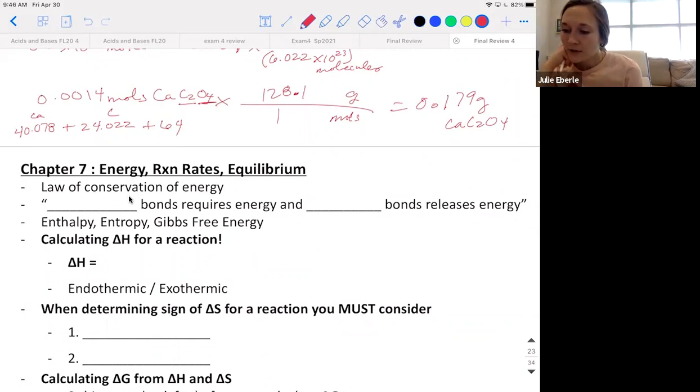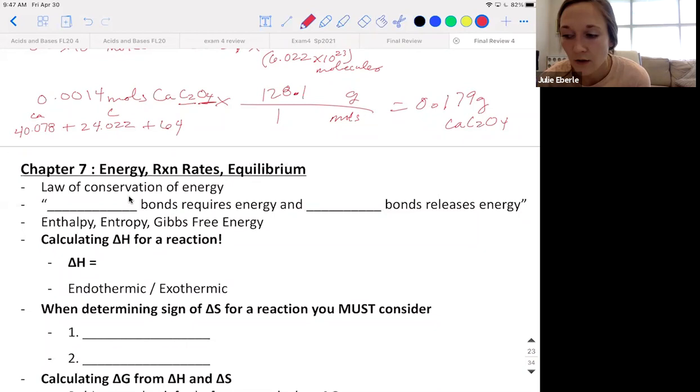All right, chapter 7. So that's chapter 6. Some good practice with converting between moles and mass. This is the next big chapter. A lot in chapter 7. There are like 6 big topics, all within chapter 7. The first one was enthalpy.